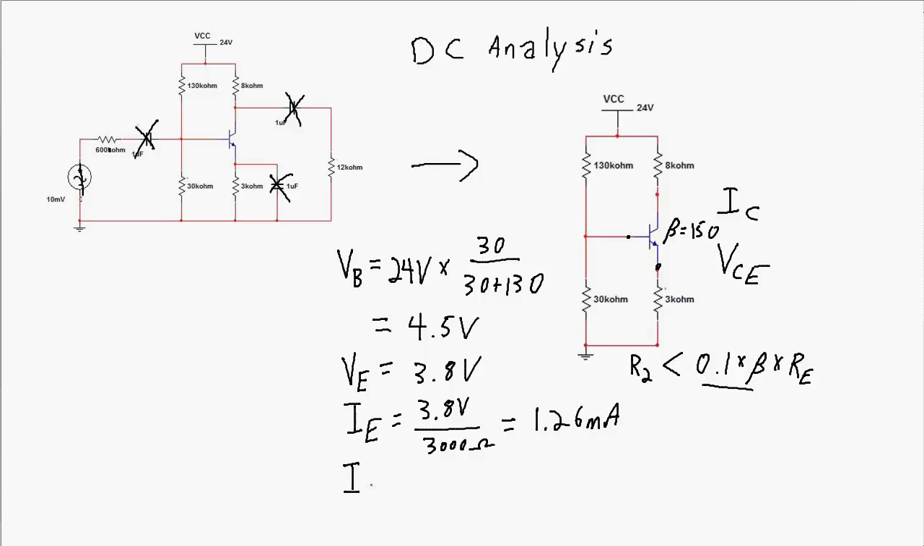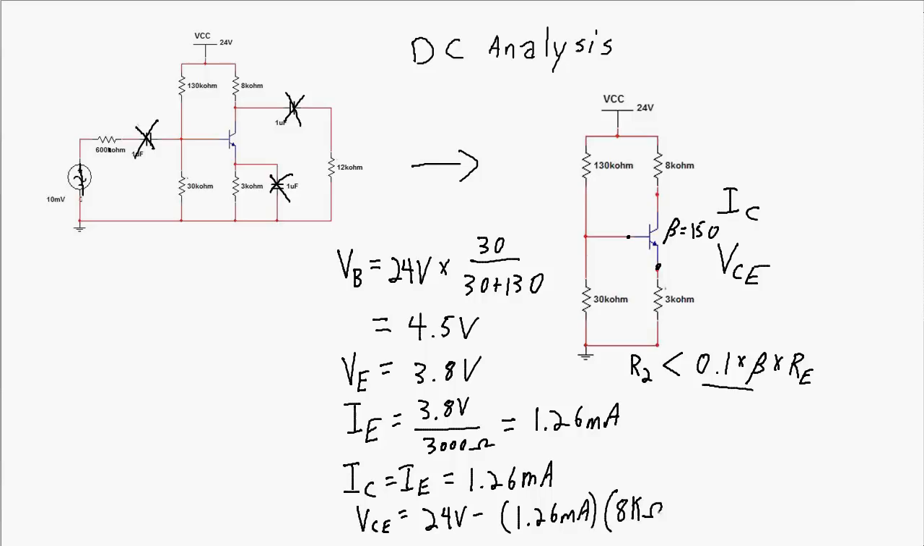Because we're using this approximate method, the collector current and the emitter current are about the same. So we've got 1.26 milliamps for the collector current. And using that collector current of 1.26 milliamps, we can figure out the collector emitter voltage. It's going to be 24 volts minus 1.26 milliamps times 8 kilo ohms plus 3 kilo ohms, which works out to 10.06 volts. So there's my operating point, 1.26 milliamps for the collector current and 10.06 volts for the collector emitter voltage.